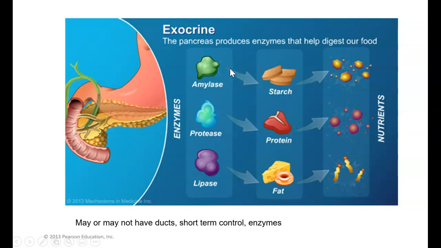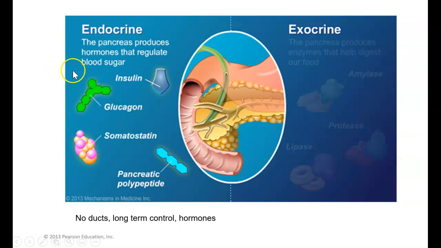The pancreas has an exocrine function, so again, producing enzymes that help digest our food. And then there's an endocrine function: those chemicals or hormones that help regulate our blood sugar, specifically insulin and glucagon, but also somatostatin and pancreatic polypeptide. But really, when we talk about blood sugar, we're looking at insulin and glucagon.